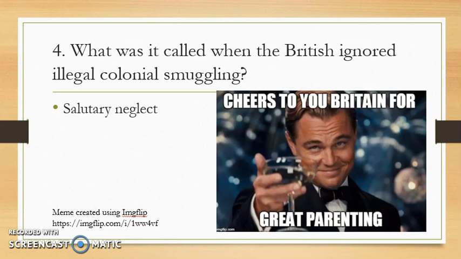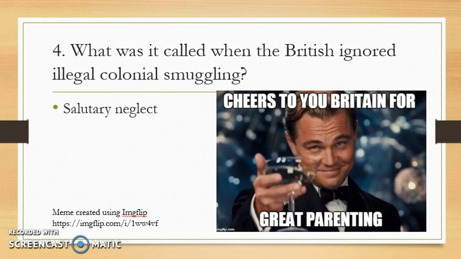And then the moment the child star doesn't make any more money, all of a sudden they try and swoop in and be parents again. That's salutary neglect. And that's pretty much what Britain had been doing. They were neglectful parents. They were not paying attention to the colonies. And so the colonies were able to do whatever they wanted. And smuggling was just a part of the norm. Like, why would you call them on it? They've been doing it for 100 years.